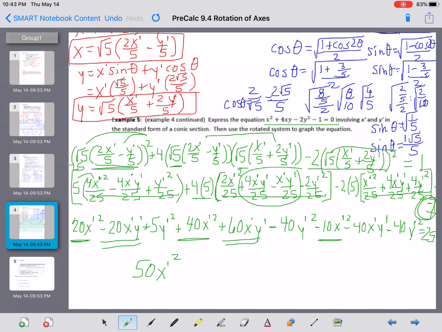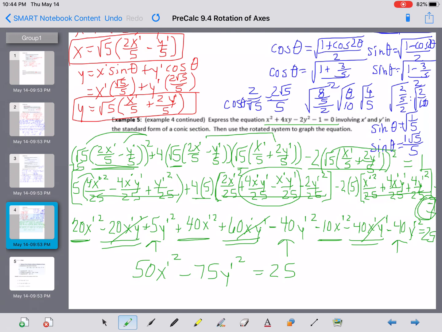And I'm going to be honest, guys, if you do your algebra correctly, your x prime y primes always cancel, which is what's beautiful. All right, what do we have left? Positive 5y prime squared, negative 40 prime y squared, negative 40 prime y squared. That makes a negative 75 y prime squared equals my 25. All of that came down to this. What's nice is I don't have any x prime y primes anymore.